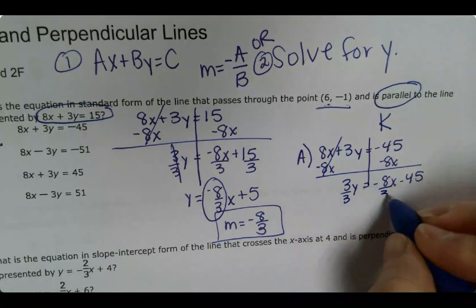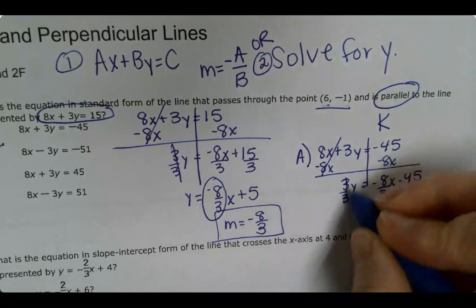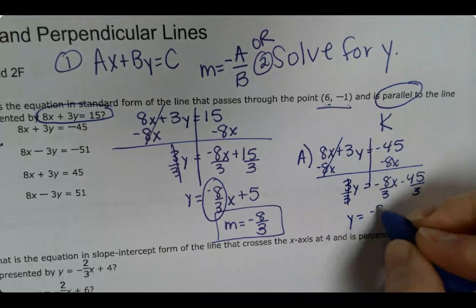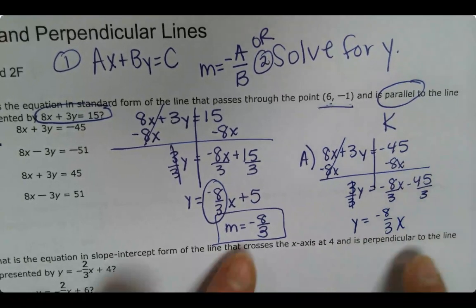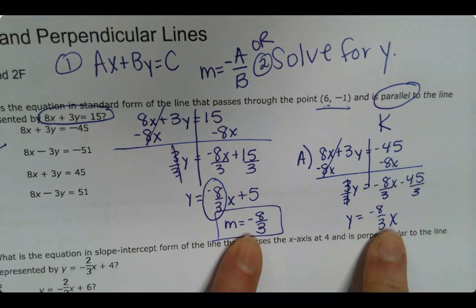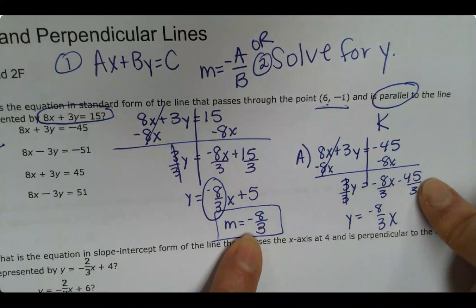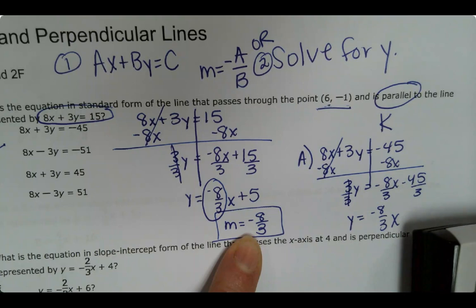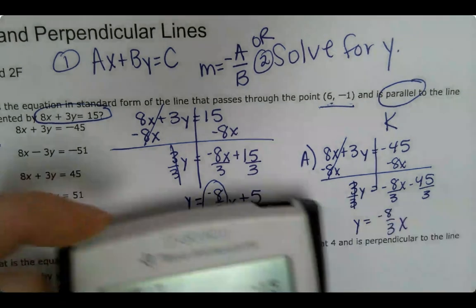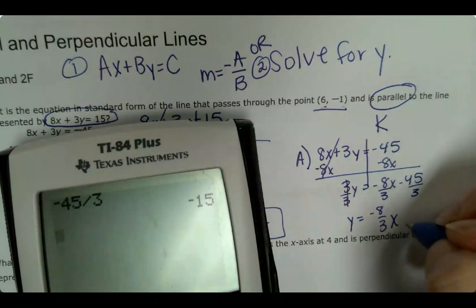Divide by 3 all the way through. Y equals negative 3x, which is the right slope that we want. And then negative 45 divided by 3. Put it in your calculator if you don't know it right away. Negative 15.